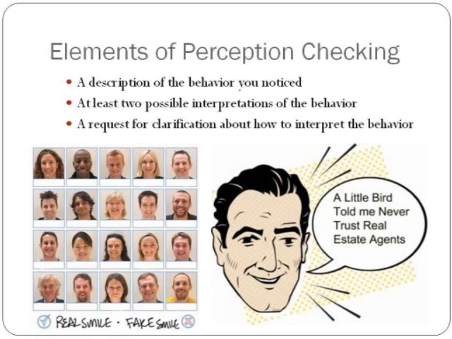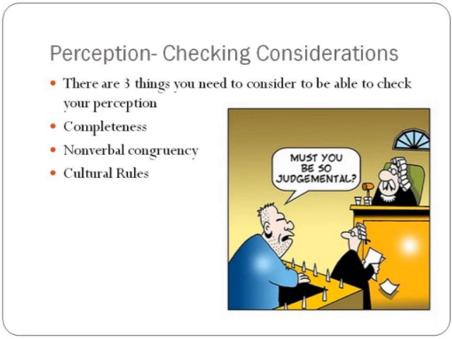A request for clarification is if you are unsure about what is being communicated to you, and you can reinforce that you understand the communicator fully. When using the perception checking technique, you need to take these three things into consideration. Completeness, which is that sometimes you do not need to go through all the steps of the process, and the simplest answer is the right one, but you want to fully understand the situation if your answer can sound judgmental.